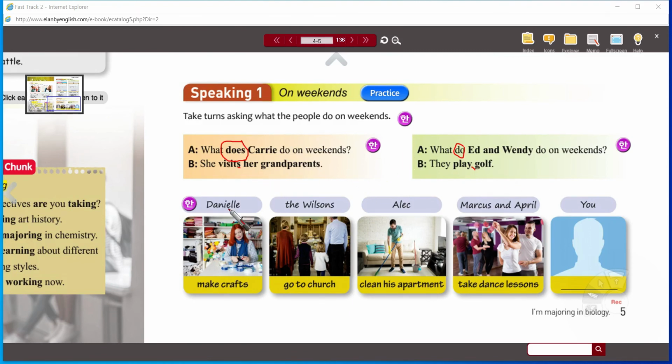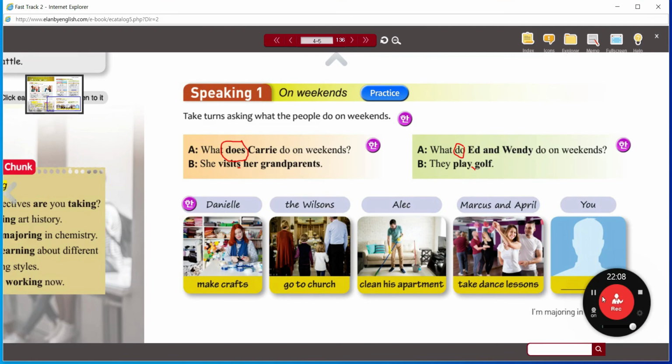Now, if you're at home with a partner, one partner can be A, the other can be B. If you're studying this alone, you'll have to play both parts. But you'll be able to construct these sentences. So do each activity, and when you're finished, you can wrap it up with talking about yourself. And then we will review. So when you're finished, press play, and we will review.